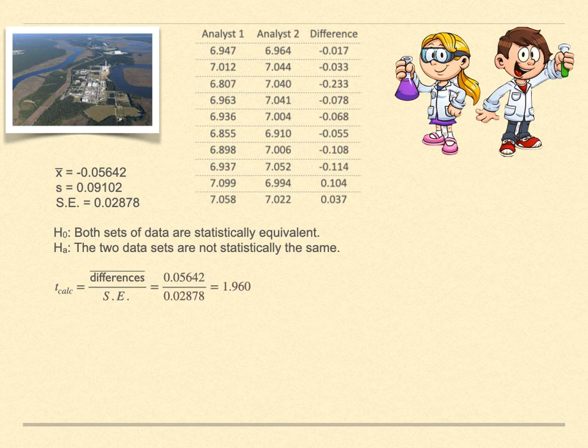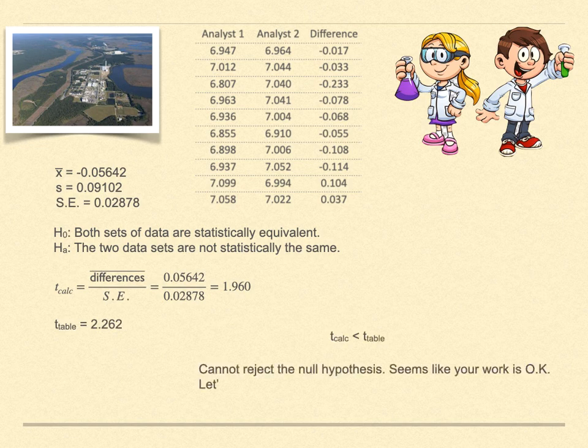Compare this with the tabulated value. There are 10 minus 1 degrees of freedom, 10 minus 1 equals 9, and we seek confidence at the 95% level. We look it up in the table and we find it is 2.262. We have t-calc less than t-table, so we cannot reject the null hypothesis. This supports your claim that your work to date is statistically sound.